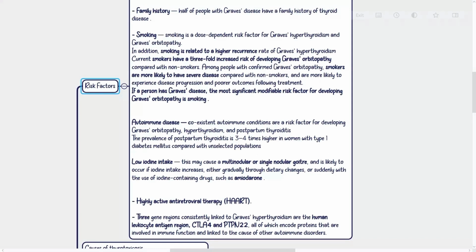Autoimmune disease. Coexistent autoimmune conditions are a risk factor for developing Graves' orbitopathy, hyperthyroidism, and postpartum thyroiditis. The prevalence of postpartum thyroiditis is 3-4 times higher in women with type 1 diabetes mellitus compared with unselected populations. Low iodine intake. This may cause a multinodular or single nodular goiter and is likely to occur if iodine intake increases, either gradually through dietary changes or suddenly with the use of iodine-containing drugs, such as amiodarone.